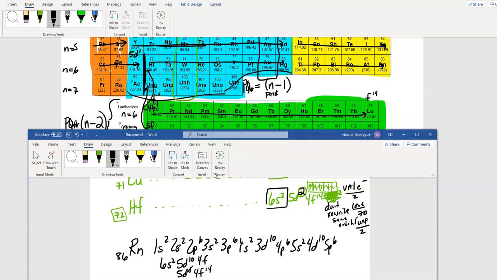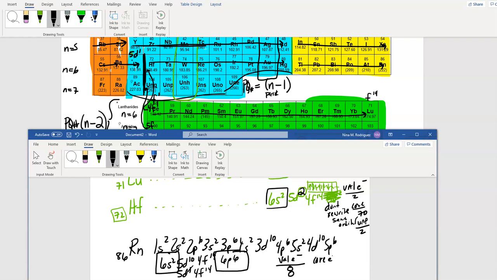Trust me, the more you practice, the more you'll get this. 4f14, so now I'm right here, Mr. Mercury. So now what do I come back to? 6p6. Okay? Last questions. How many valence? And at this point, you're probably like, I don't care, Rodriguez, how many valence? So the highest orbitals are the quantum number 6. You got 6s2, and you got 6p6. So you have 8 valence electrons.